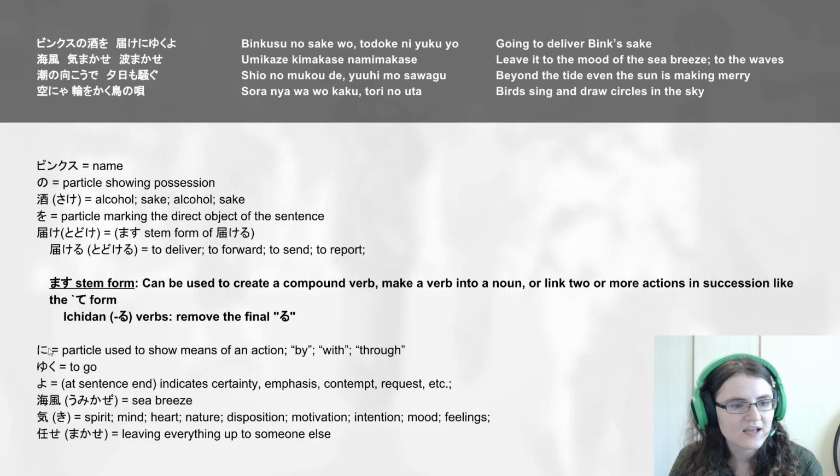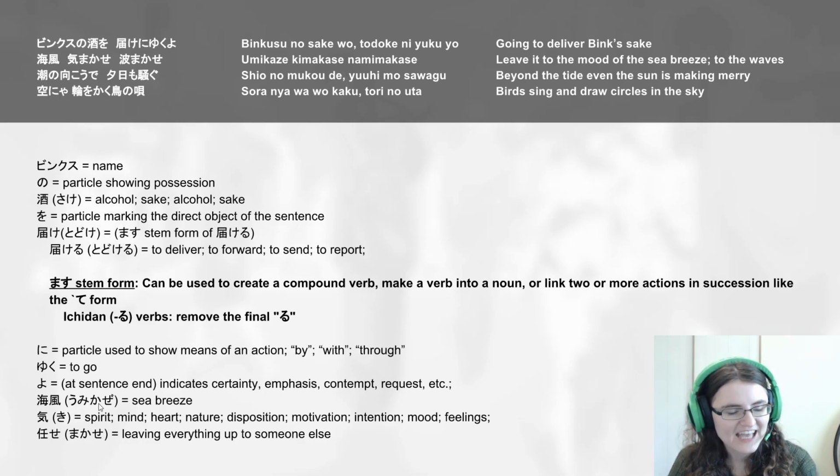And then ni makes this the means of an action. So by, with, or through. And then yuku is to go. So it's like, we'll go and deliver his sake. And then yo here is just adding emphasis. Yeah, we're gonna do that.